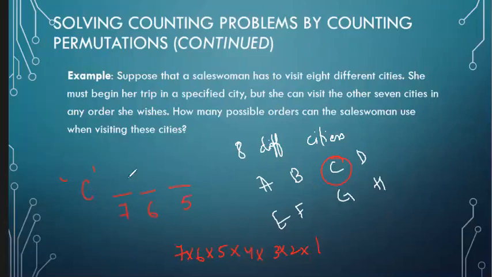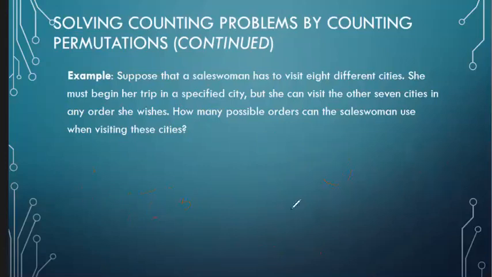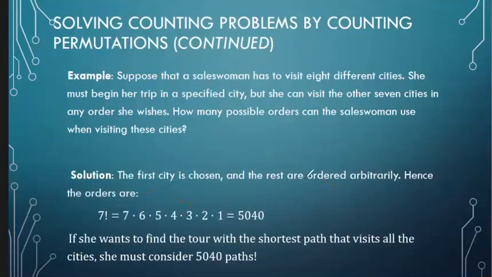Okay, so basically if she has chosen 1 city and she has the different options of 7 cities, it will be equivalent to 7 factorial. The first city is chosen and the rest are ordered arbitrarily, that is, in any which way you want. Hence the number of orders is 7 factorial. And if she wants to find the tour with the shortest path that visits all the cities, she must consider 5040 paths, which is equivalent to 7 factorial.